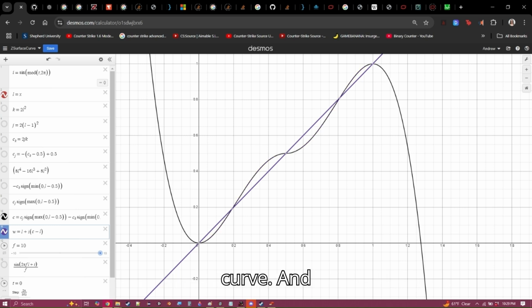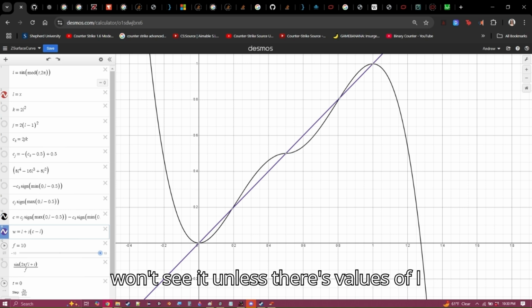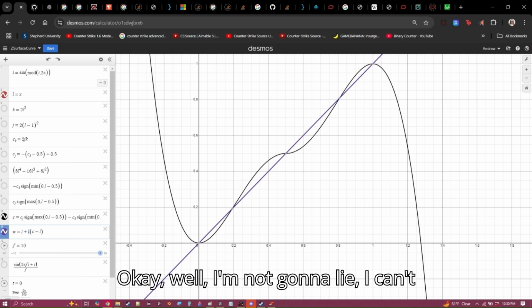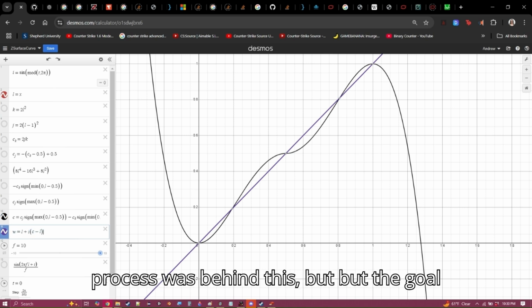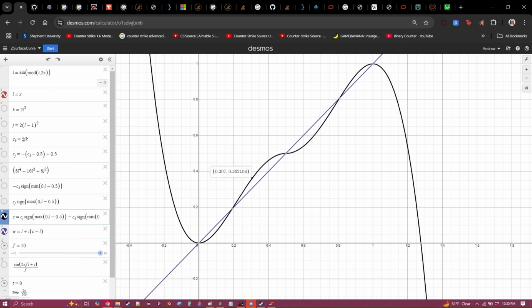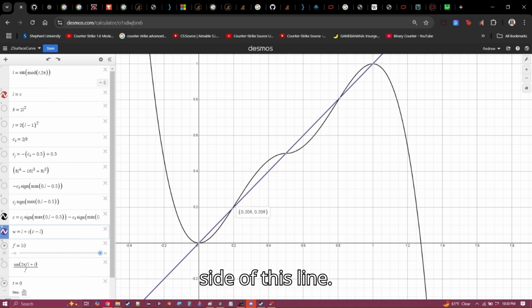And I think I am C minus L. Why are we doing that? Oh, great. I won't see it unless there are values of I that aren't 0. Oh boy. Okay, well, I'm not going to lie, I can't remember what my exact thought process was behind this, but the goal was basically to make this curve oscillate back and forth between each side of this line.